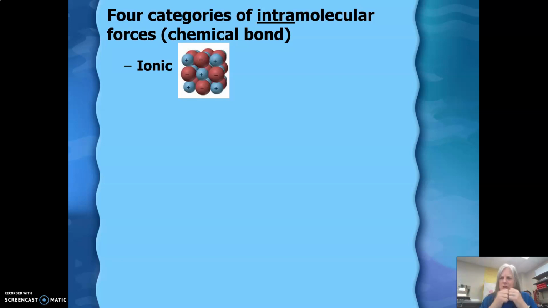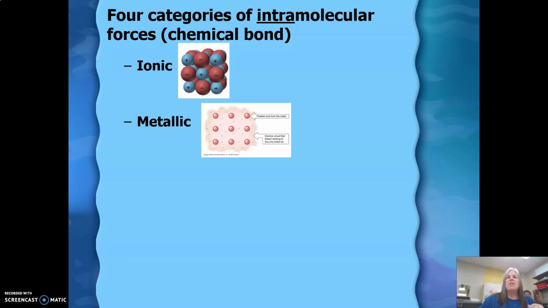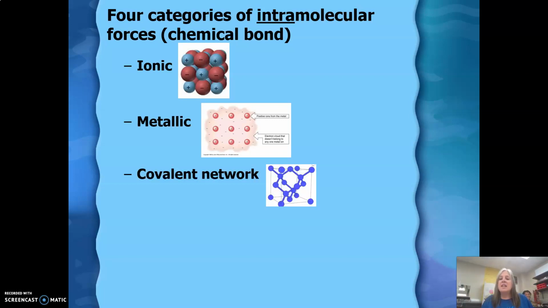Those are the electrostatic attraction between ions. There is metallic. These are new. These are just metals by themselves, like, say, gold. Covalent network substances, that's another type of chemical bond. It's very strong. And there's only 2 substances. There's diamond, super hard, and there's quartz.